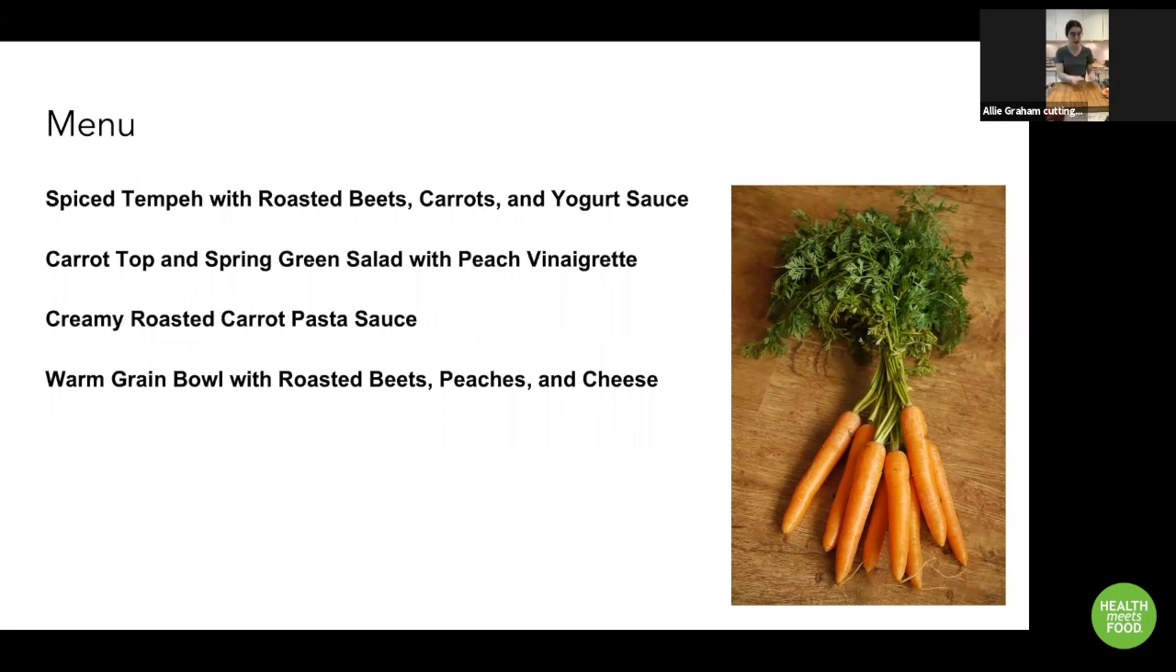From there, we're going to take our leftover carrots, though you could technically make this all in a day like I'm doing, taking the leftover carrots and making them into a sauce for a creamy pasta, as well as using some of the tops for a gremolata on the top of that. And then finally, to round it all out, we're going to use the rest of the vegetables, the roasted peaches and beets, with some cheese in a wild rice grain bowl.